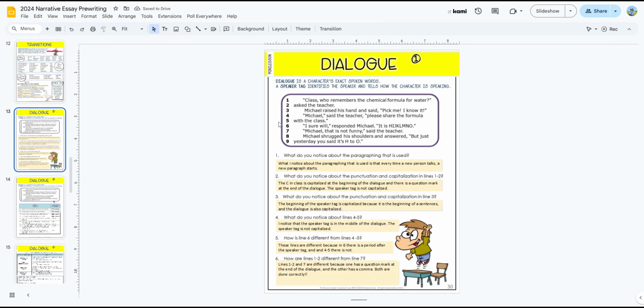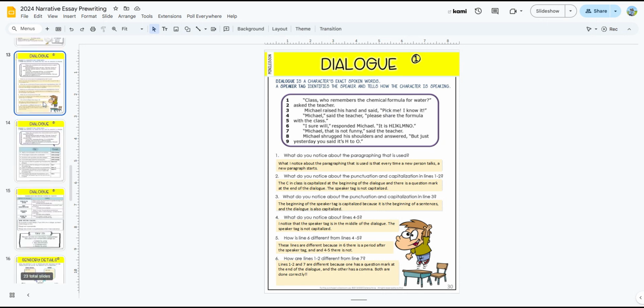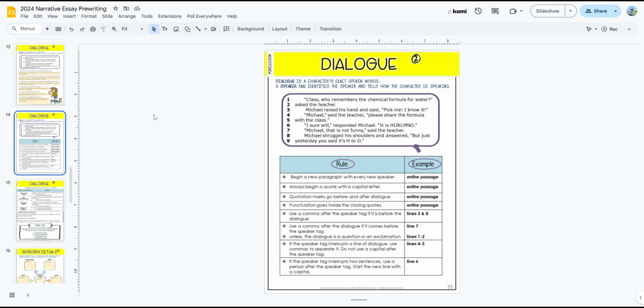So you'll notice there are lots of different ways that dialogue can be done. This slide and the next 2 slides are great resources for you to look at to make sure your dialogue is done correctly, or to look for a variety of ways to do dialogue in your narrative. Let's look at 14. This one is just some rules for how the dialogue is done in this paragraph, the same paragraph as the last slide.